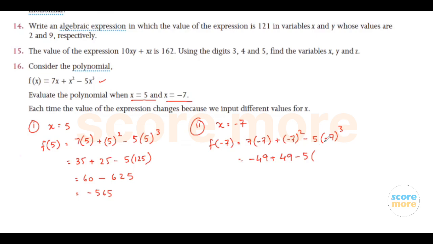7 cube is 343. So when we multiply this with negative, because it is a cube, the cube of minus will come out negative. So what will it become? Minus 343. Now minus 49 plus 49 will cancel out each other. So we are left with minus minus becomes plus, 5 multiplied by 343, and that will be 1715. So our answer is 1715. The answer of part A is minus 565 and part B is plus 1715.